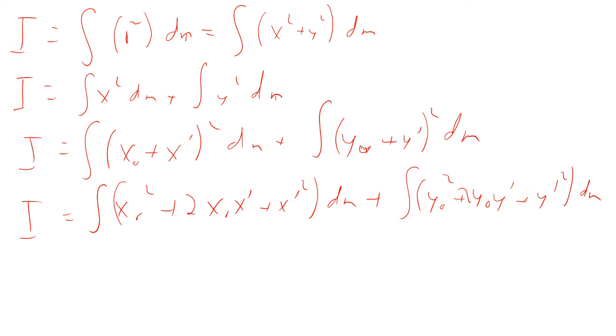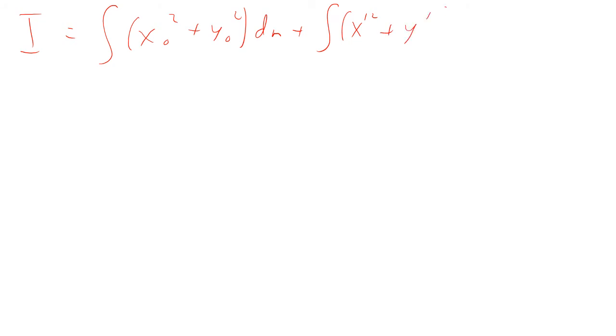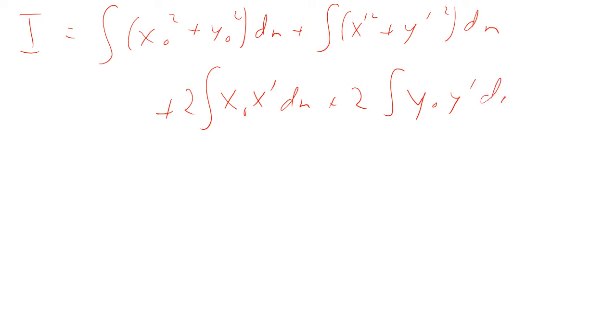So now what we can do is collect all our terms. So we can now do algebra. So this is going to be the integral of x naught squared plus y naught squared dm plus the integral of x prime squared plus y prime squared dm plus 2 times the integral of x naught x prime dm plus 2 times the integral of y naught y prime dm.